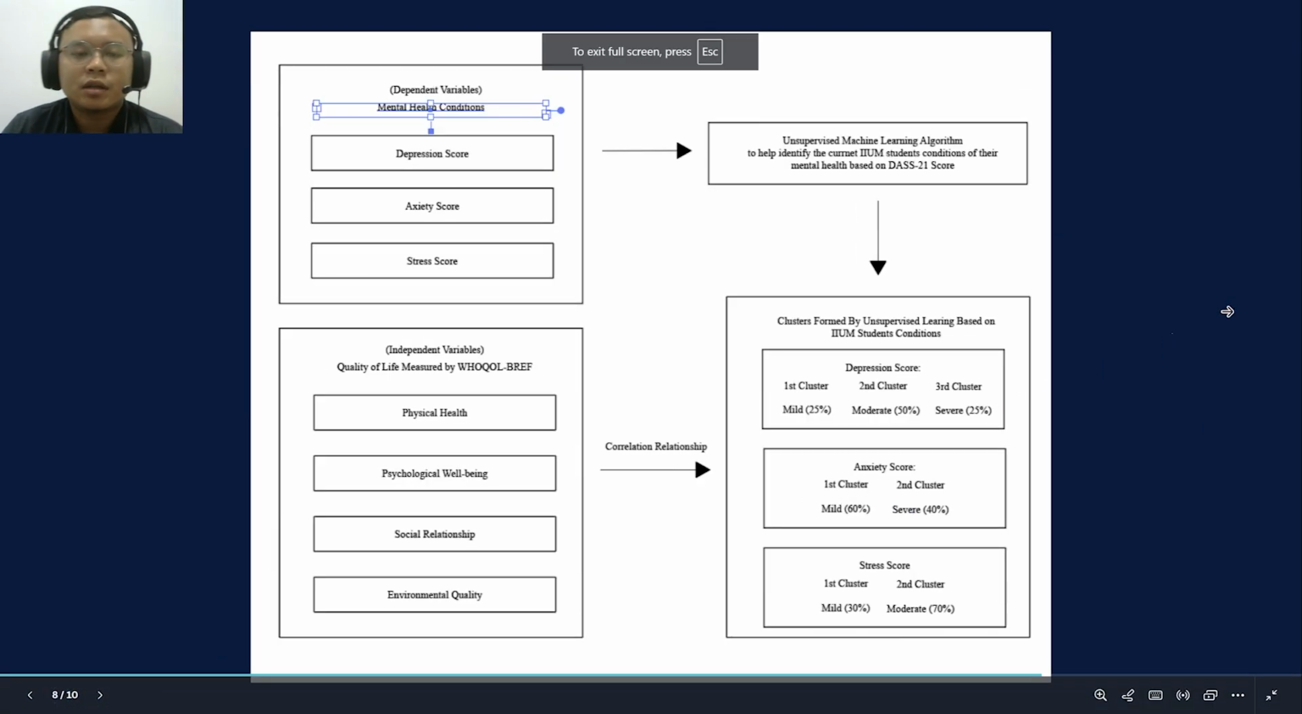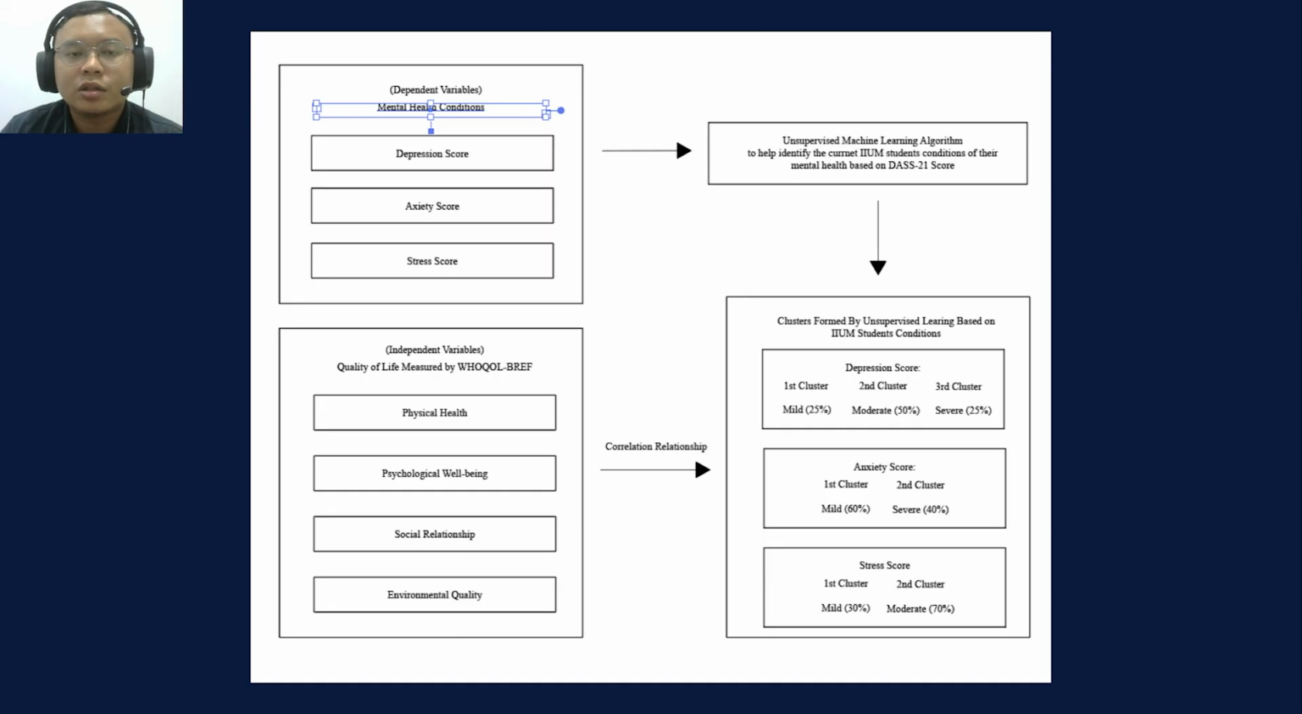And then the next slide is about the conceptual framework that we are going to use in this study. Here, we have the dependent variable, which is the mental health condition that consists of three different scores, that is depression, anxiety, and also stress.